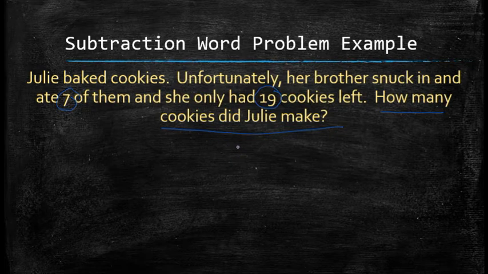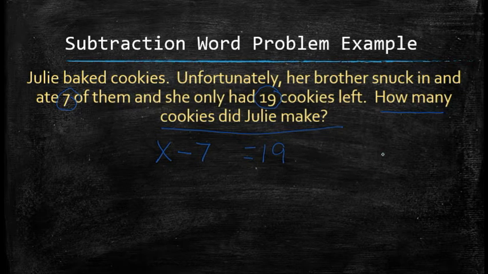And we know it's a subtraction problem. So we know that it's going to equal 19. We don't know how many cookies she made, but we do know that 7 of them were subtracted from the number that she made. And there is our subtraction problem.